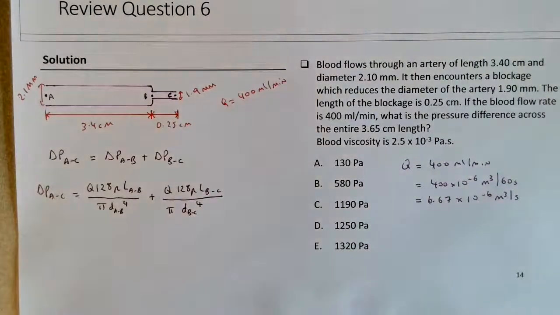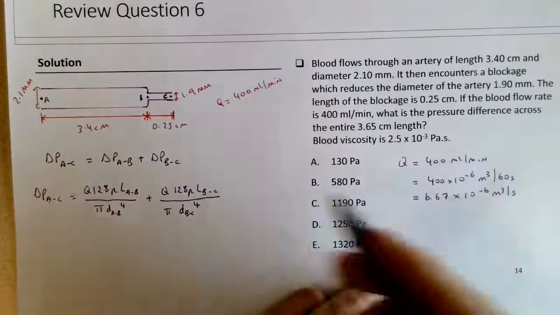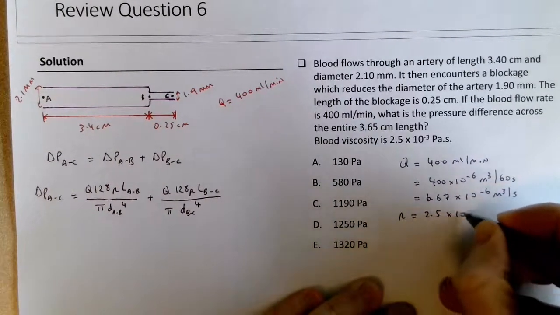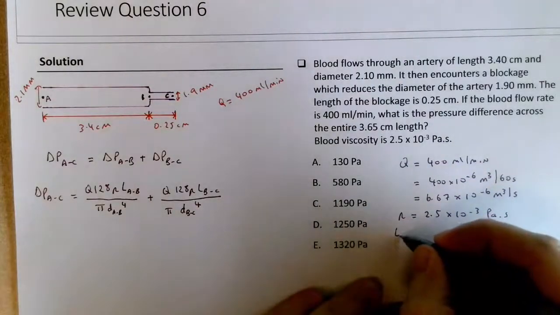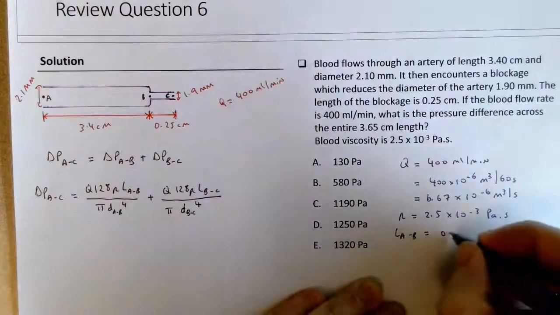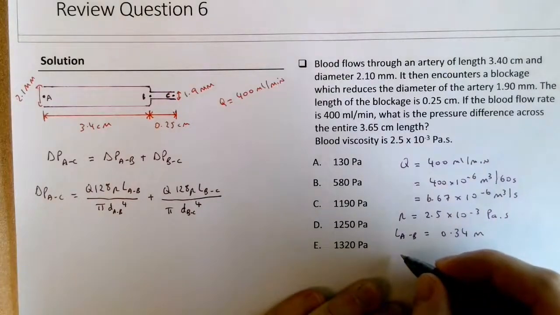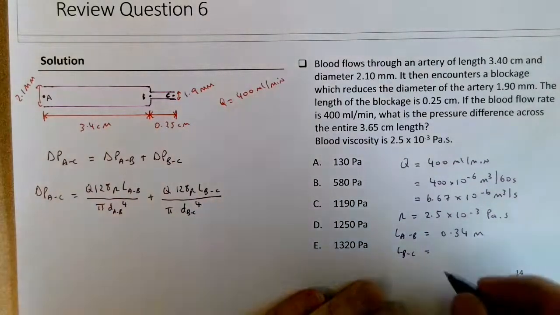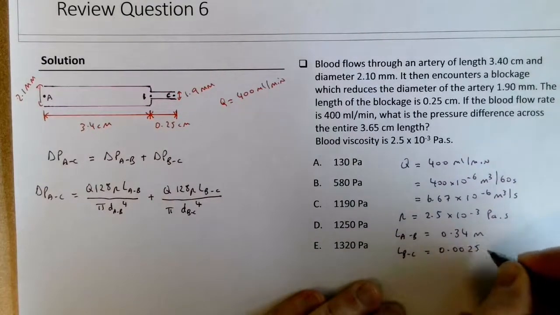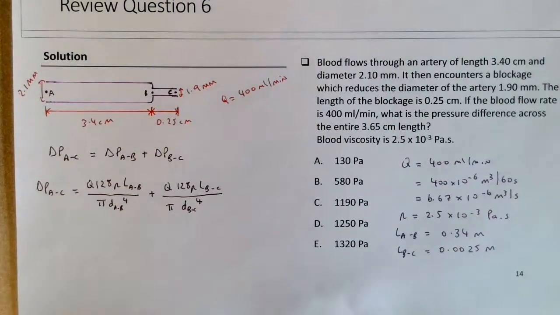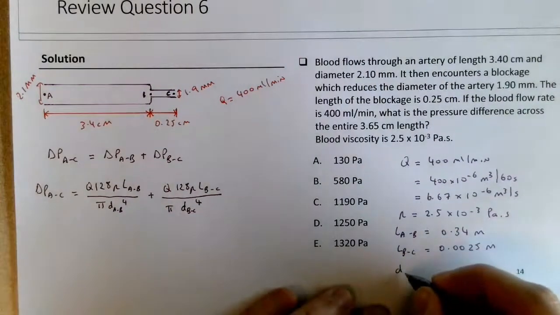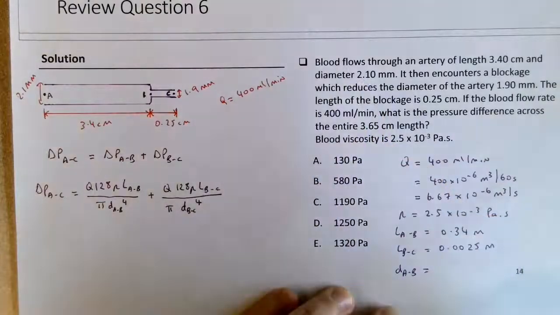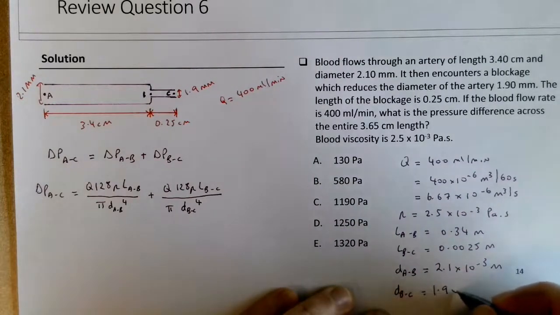So let's get the correct flow rate. Our eta is, luckily, in the correct unit, 2.5 times 10 to the minus 3 pascal seconds. The length of A to B, 3.4 centimeters, is 0.034 meters. The length of B to C is going to be 0.25 centimeters, so that's 0.0025 meters, or 2.5 times 10 to the minus 3, whatever way you want to work that out. So that's the two lengths. The only things left are the diameters. The diameter of A to B is 2.1 times 10 to the minus 3 meters. And the diameter of B to C is 1.9 times 10 to the minus 3 meters.